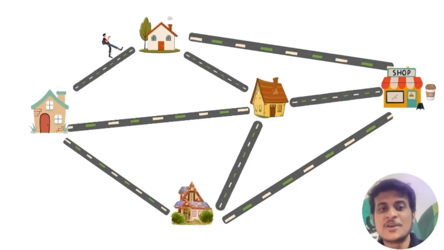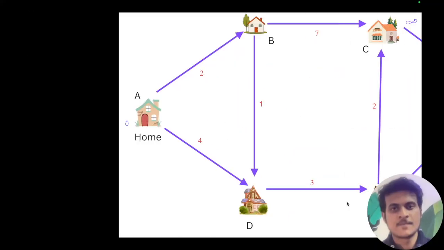In a graph, we consider these houses as vertices and the roads connecting them as the edges. As you can see, there are different lengths of the roads. Similarly, the edges have different values. This algorithm gives you the shortest path from the source vertex to every other vertex.